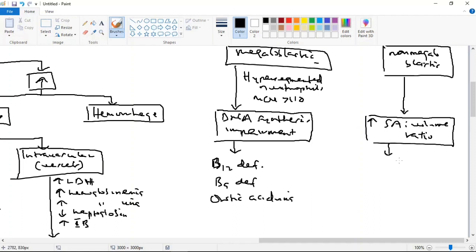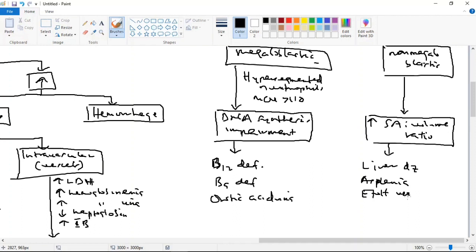Example conditions where you might see these will definitely be conditions like liver disease. Liver cirrhosis can cause macrocytic, non-megaloblastic anemia. Asplenia, patients without either functional or anatomic spleen. Chronic alcohol use can also cause this. I think these are the differentials for non-megaloblastic macrocytic.